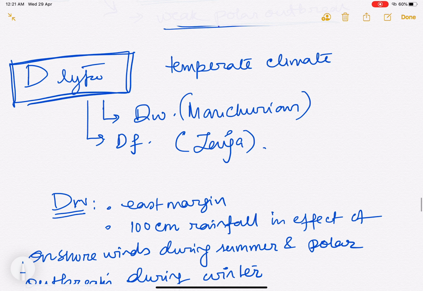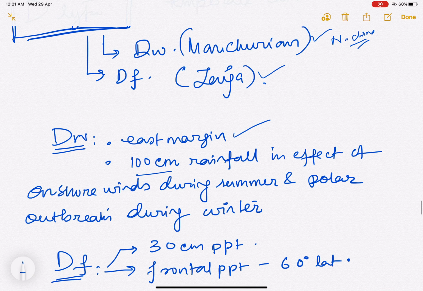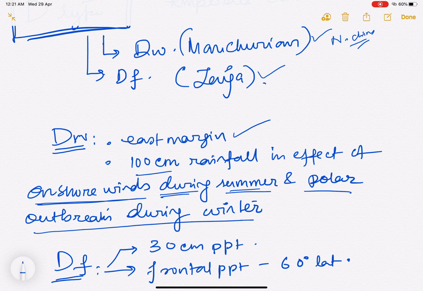Next, with respect to the D type of the climate, we have two D types. One is the Manchurian type, another is the taiga. What is the Manchurian type? It's nothing but your North China region. Again, it is located in the eastern margin with 100 centimeter of rainfall in effect of the onshore winds during summer and polar outbreak during winter.